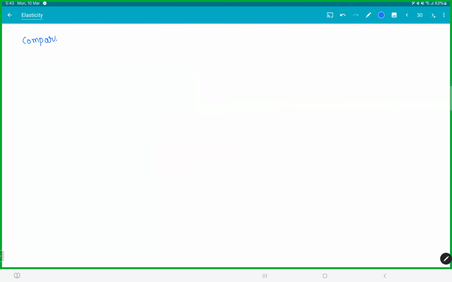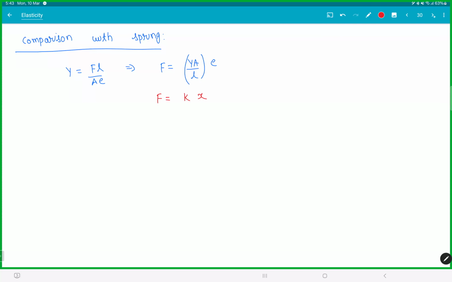If you compare this with the spring block systems, you can see this thing. So we got y is equal to FL by AE. This looks like F is equal to YA by L into e. You can see the resemblance. This thing kind of looks like F is equal to Kx, where K is the spring constant. So the spring constant is actually given by YA by L.